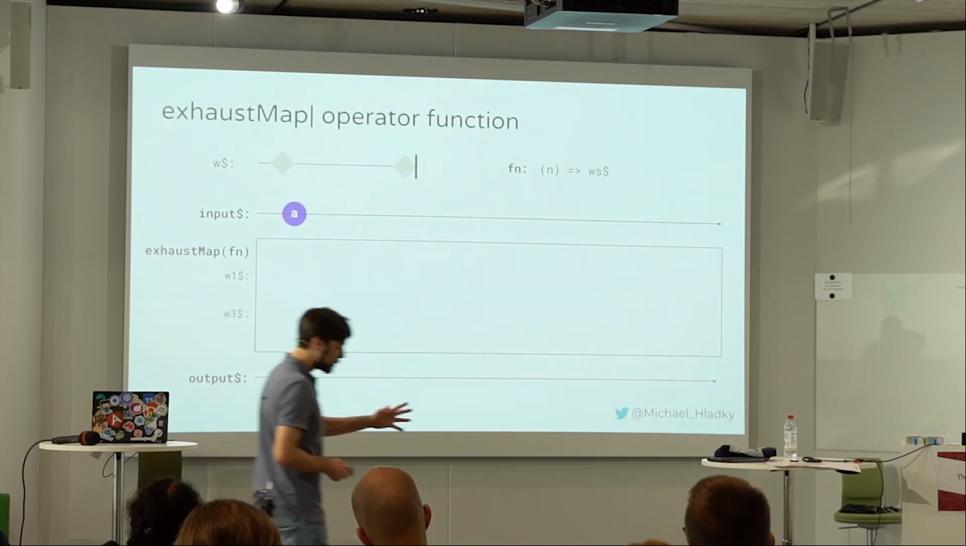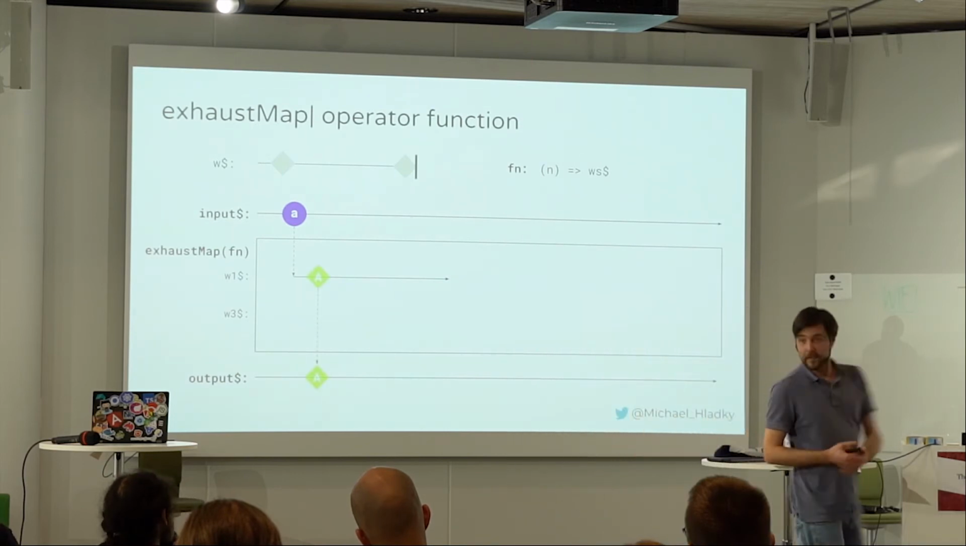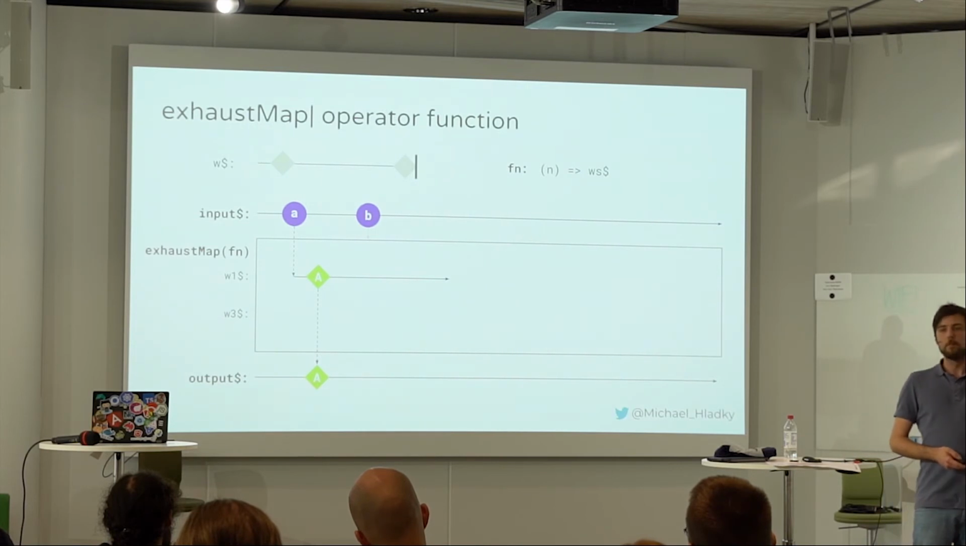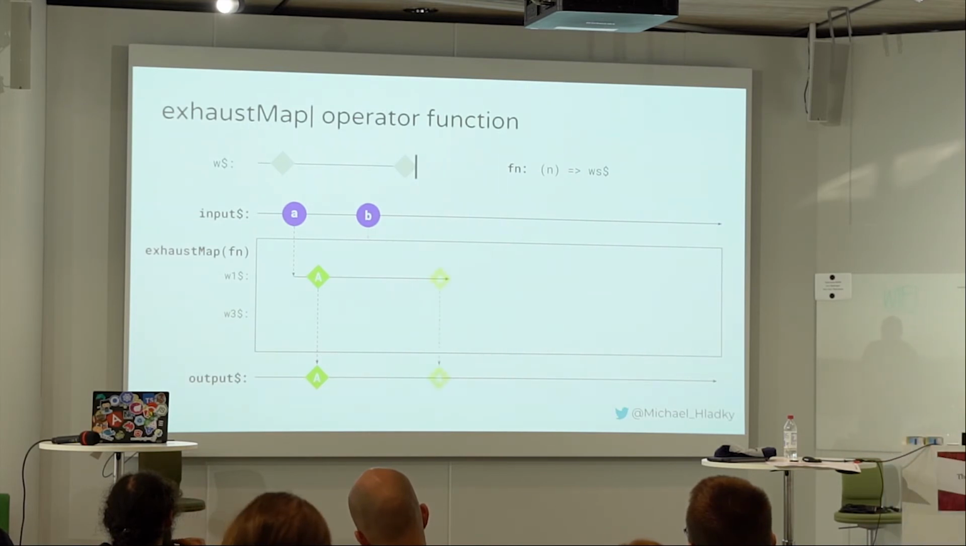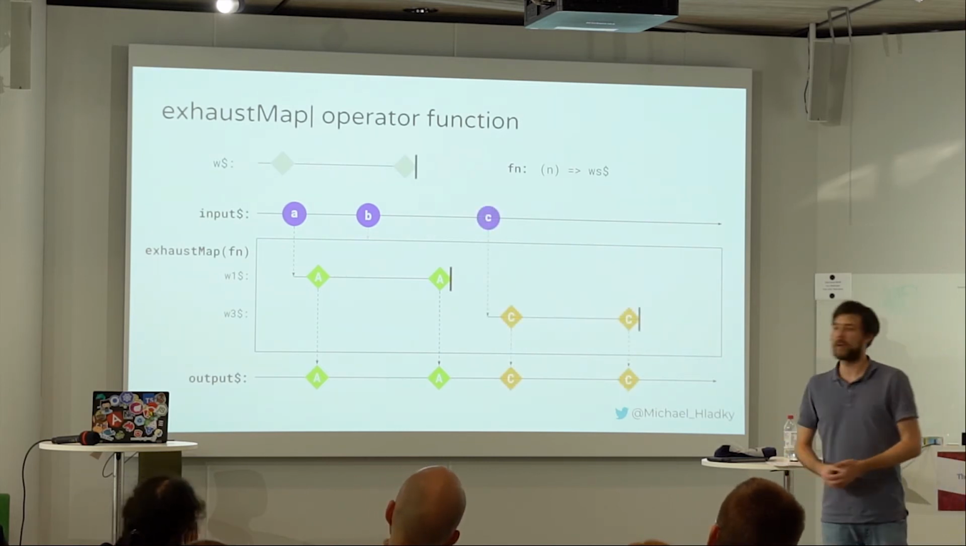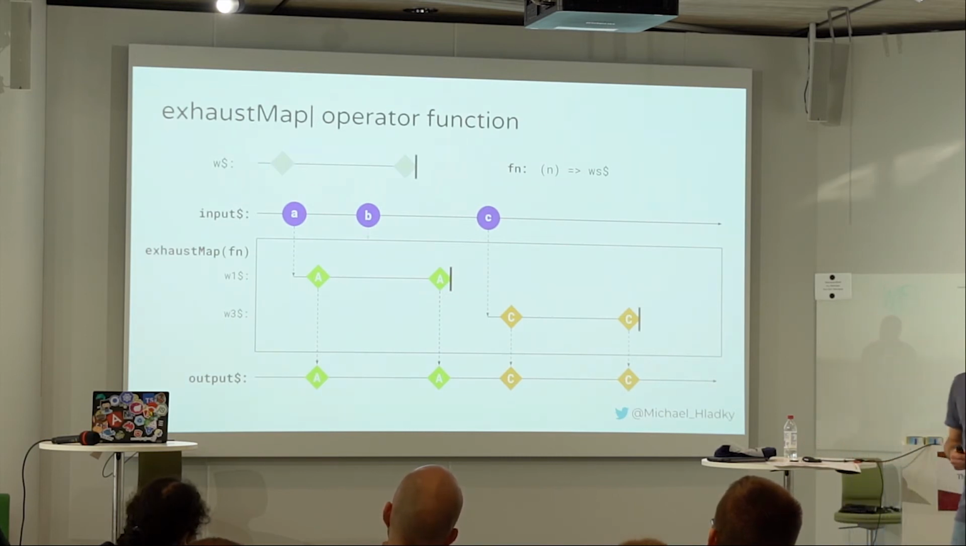Exhaust takes a single value and initializes this internal stream. And this internal stream starts to emit its values, and then we have more other single values coming from outside, but we completely ignore those incoming values as long as the internal currently running stream completes, and only then a new incoming value can initialize another observable.